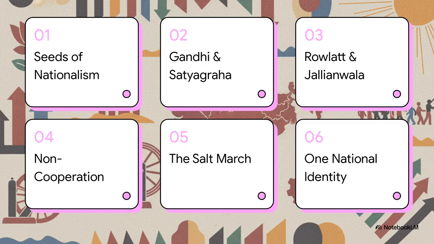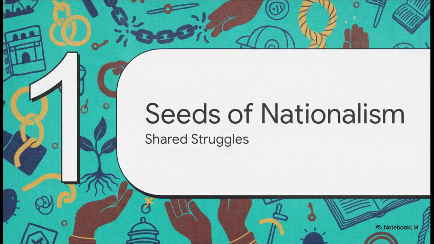Before we get into the details, here is our roadmap for the era. We'll start with the seeds of Indian nationalism, then move to Gandhi and Satyagraha, take a really close look at the Rowlatt Act and Jallianwala Bagh, explore the non-cooperation movement, follow the Salt March, and finally, look at forging one national identity. All right, first up, Section 1, Seeds of Indian Nationalism, Shared Struggles.